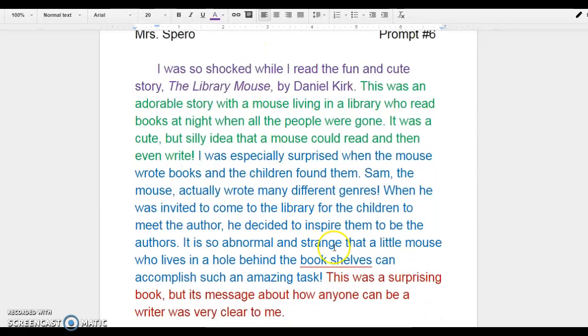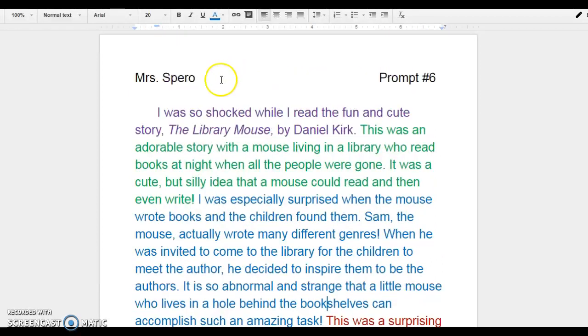So here is the journal entry I've composed, and it's been color-coded. And we're going to kind of dissect this entry, and you'll see why it's been colored the way it is. Firstly, please notice that I've written my name and the prompt number. So those 2 points are taken care of. And here is the first sentence, otherwise known as the topic sentence. And here I have named the title and the author and has given you the main idea of the entry.